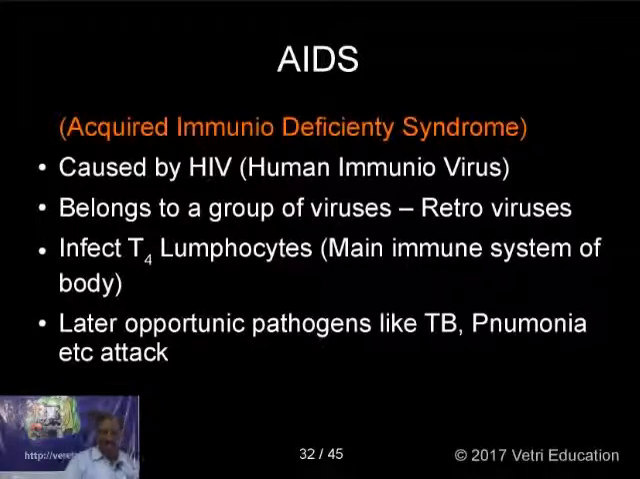Generally, in all animals, you have a high immune system by the lymphocytes. But what happens here is this virus infects the lymphocytes, T4 lymphocytes, and the immunity will be reduced. Once the immunity is reduced, every pathogen will attack. Generally, because of AIDS, nobody will die, but his immune system will be reduced. He is very susceptible to any disease. But at that time, the opportunistic pathogens like TB, Mycobacterium tuberculosis, and pneumonia-causing bacteria will attack. That will kill the person.